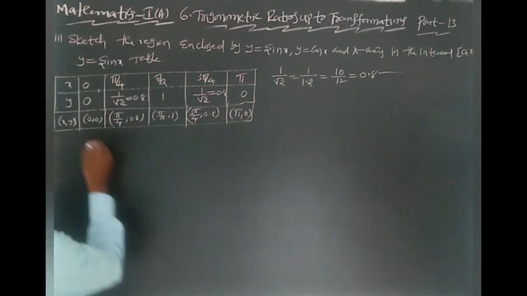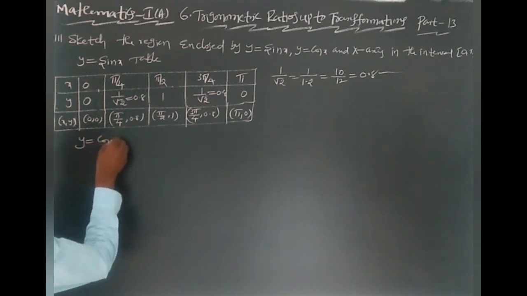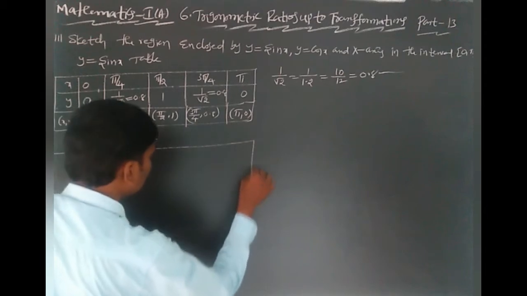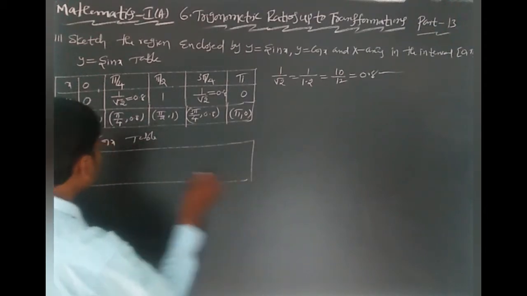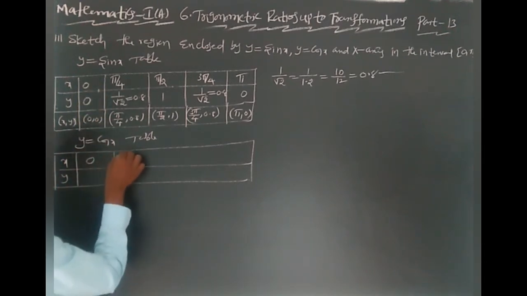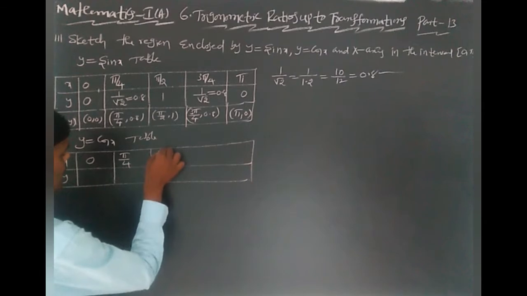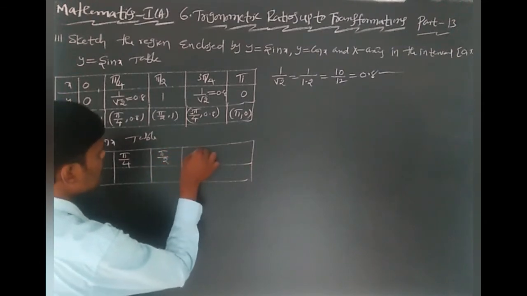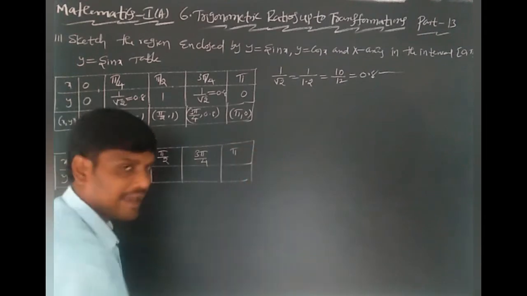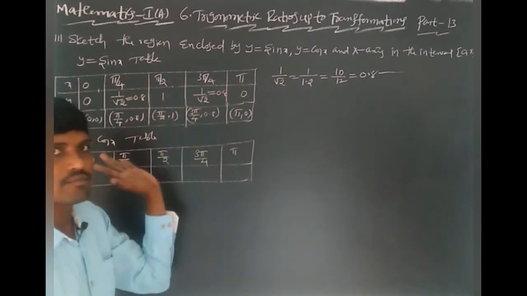After that, we have to take cos. y is equal to cos x table. In the same interval, we have to take the same values. What are the same values? First we have to take x, y. First we have to take 0, pi by 4, pi by 2, 3 pi by 4. Next we have to take pi. Same radians we have to take.